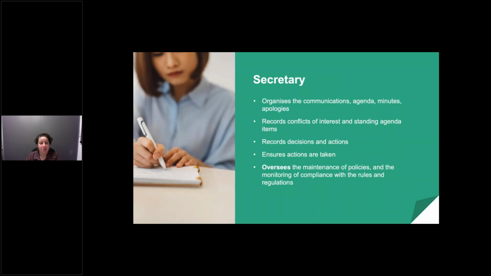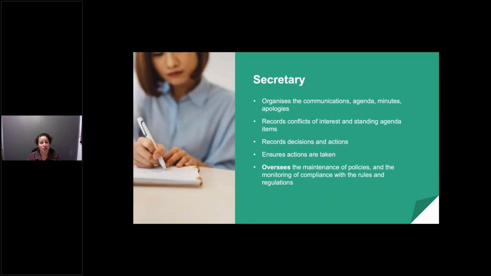I'm going to talk a little bit about the role of the secretary. The role can vary, but what we're going to talk about today are some of the core functions of a secretary in most community organisations. They're the person that makes the arrangements for the meetings, keeps formal records of board and committee processes and decisions. So they're taking the minutes. I'm going to talk a little bit later about the decision register, but they'd be the person putting that information in there as well.